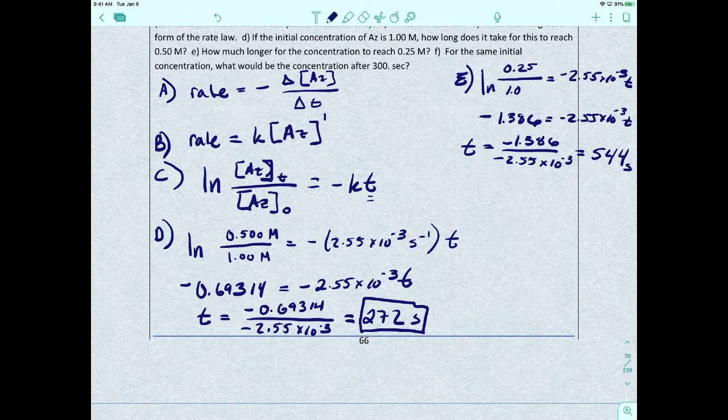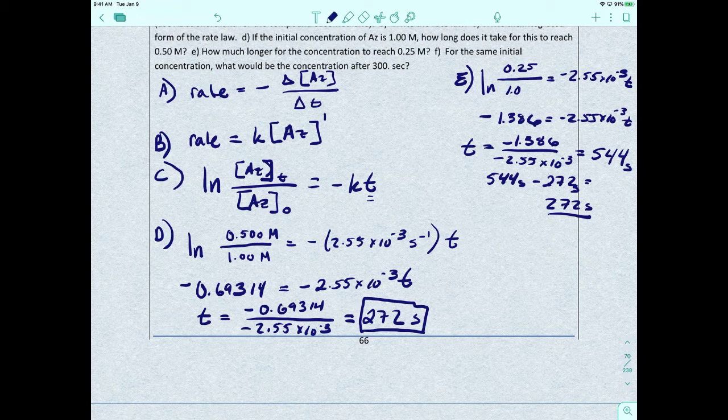Okay, so how much longer is it going to take to answer part E? Well, if we take that time that we just calculated, 544, and we subtract the time that it took to get to half the strength, so 272 seconds, the additional time should be 272 seconds. So it's actually double. How about that? All right. Now, so that was part E.